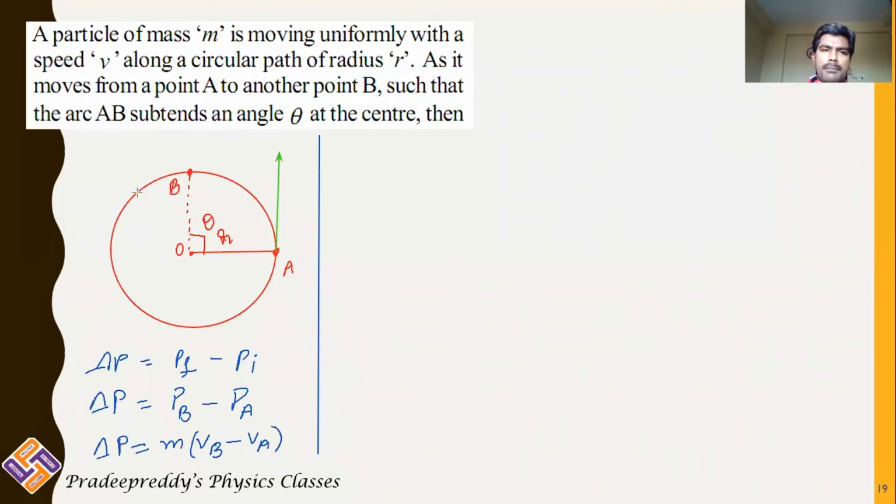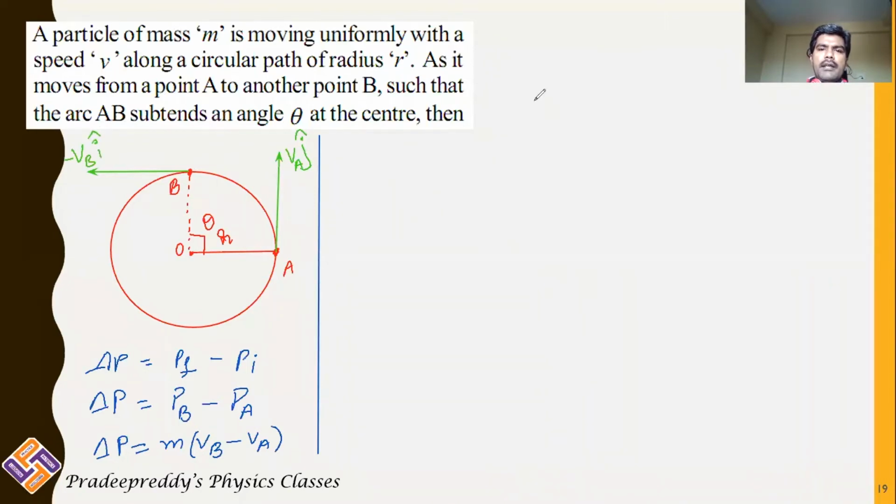Similarly, at position B, the velocity vector will be tangent at point B. So from point B, I am drawing a tangent. This is the velocity at position A, and obviously it is in the upward direction. As it is a vector quantity, you need to represent it with j cap because it is along the positive y-axis. Finally, the velocity at B is pointed along the negative x-axis, so it should be represented with minus i cap.